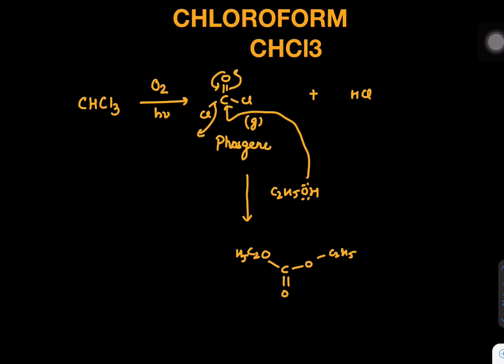So addition of ethanol converts this toxic phosgene into harmless diethyl carbonate. This is called diethyl carbonate, and this is harmless. So sometimes they ask, why do we mix ethanol? What is the reason for this? So we can always answer this way.